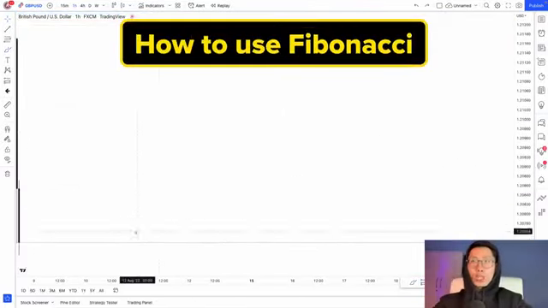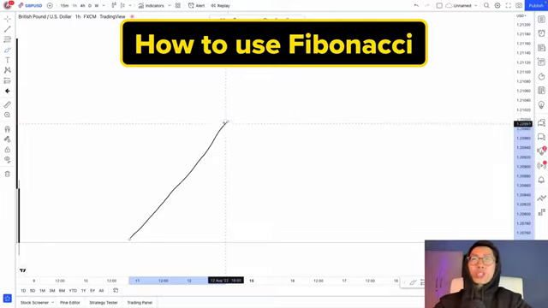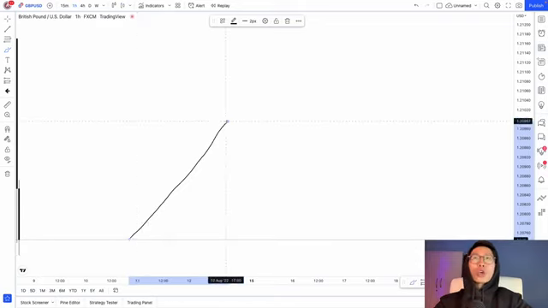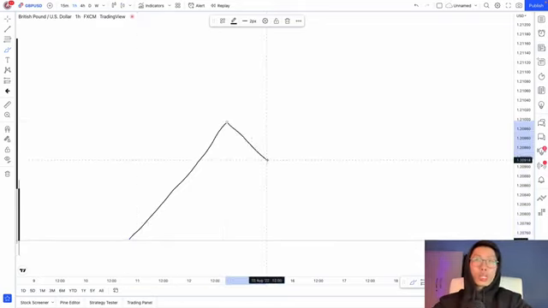Here's what I mean. So you see price going up, right? And price is already way up here. So you do not want to get in right here, because if you get in right here, your stop loss must be all the way down here. So you want to wait for price to retrace first, right?